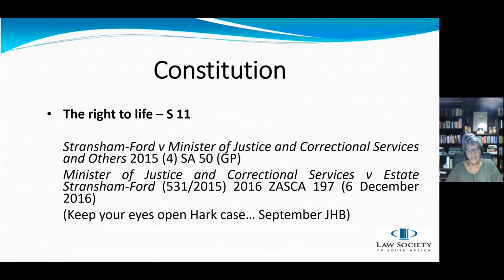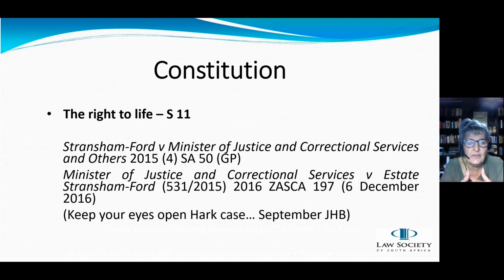Okay, the right to life is section 11. Now, every person in South Africa has the right to life. There I have indicated two court cases. The first one is Stransham-Ford versus Minister of Justice, and it went to the Gauteng Province High Court. Mr. Stransham-Ford was dying. He was terminally ill, and he had immense pain. And the suffering, there was just no end to this suffering.